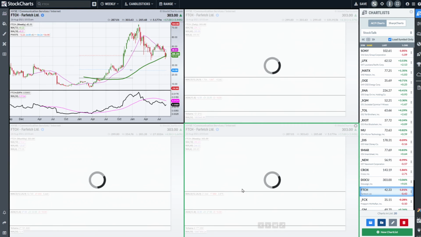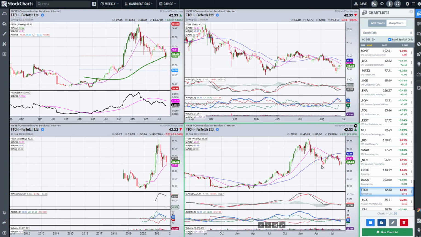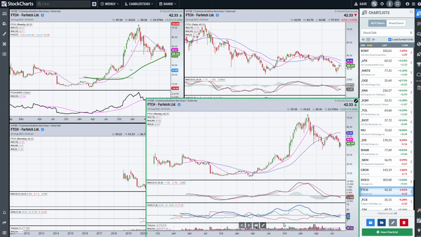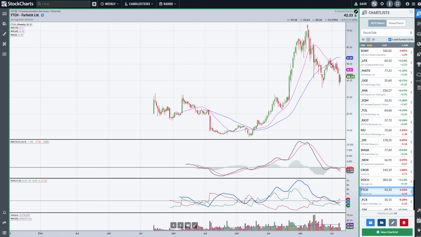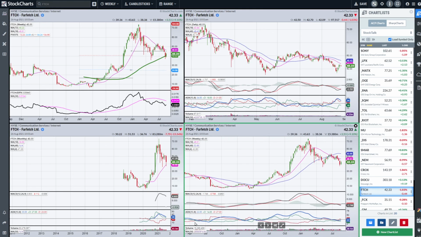Let's look at FTCH. Another pullback. Now we've come into the zone on the weekly chart. Right here, we came into the zone between the 18 and the 40. Right after the 18 crossed down, we come into the zone, and now we've come back to test. So this is a corrective pattern. We've got a little bit of an overrun on the weekly chart MACD, but we're sitting on the 18-month line. So this is a stock I'm definitely interested in.